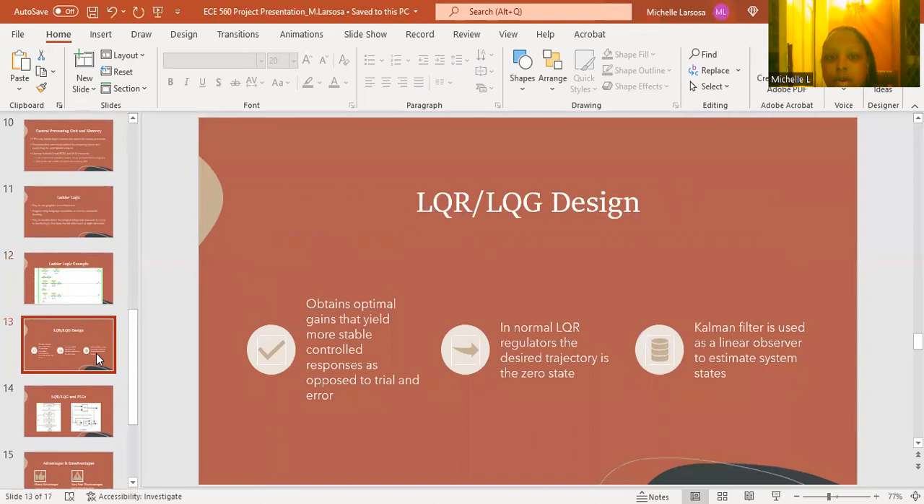Next, we have the LQR, LQG design. It's a linear quadratic regulator and Gaussian design. The purpose of the LQR and LQG design is to help obtain optimal gains that yield more stable controlled responses in the design of a controller. The whole idea of a PLC, especially in a closed loop system, is to have high stability. And in developing an LQR design, that's our goal.